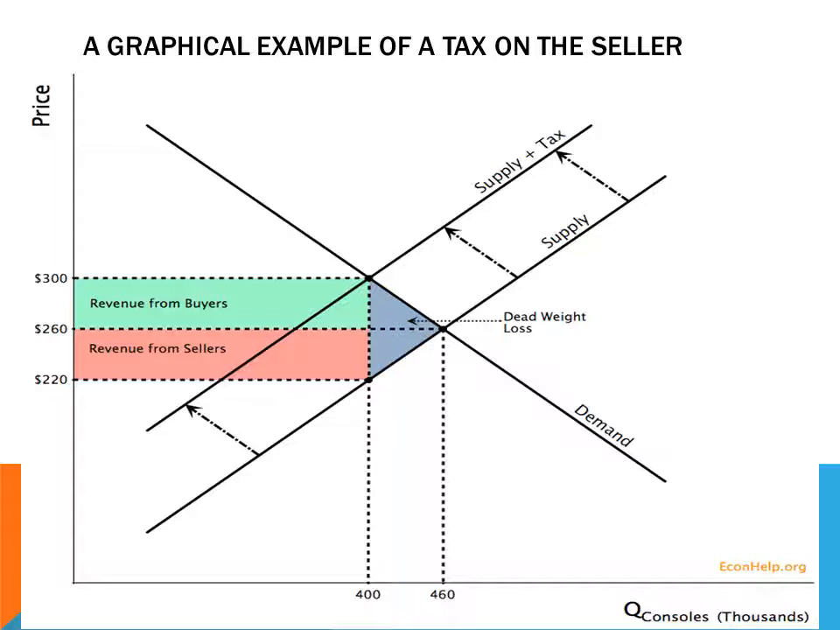The blue triangle in this diagram is called the deadweight loss. This is a loss of gains from trade or economic efficiency that results from the tax.